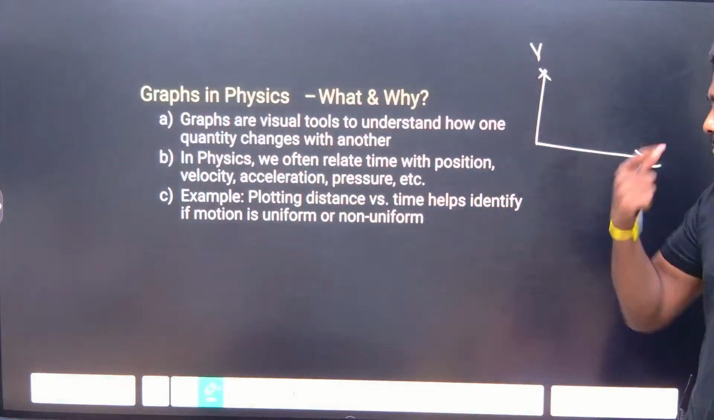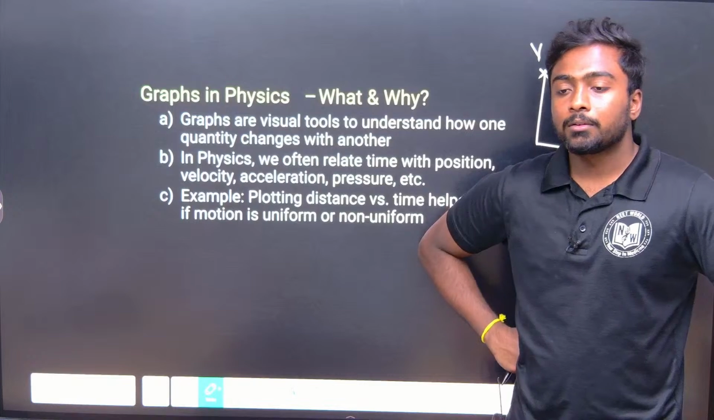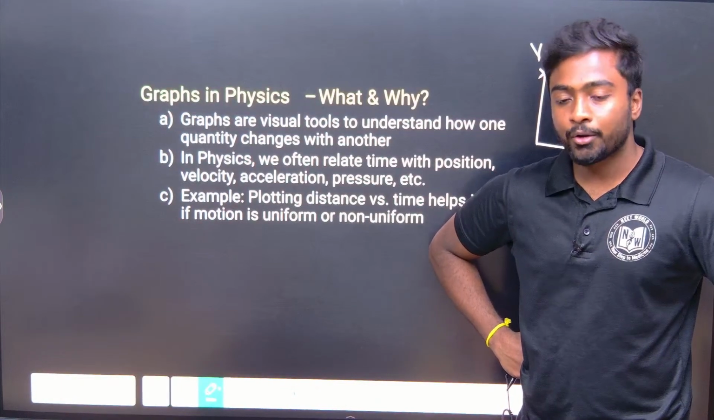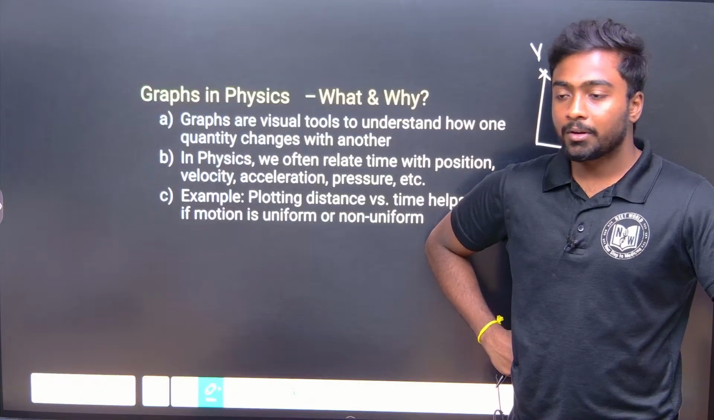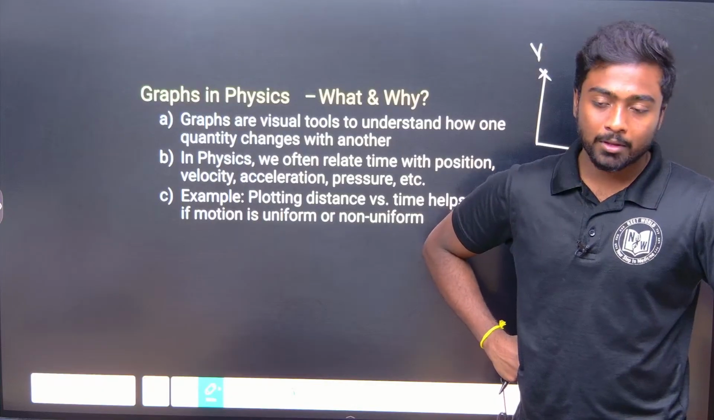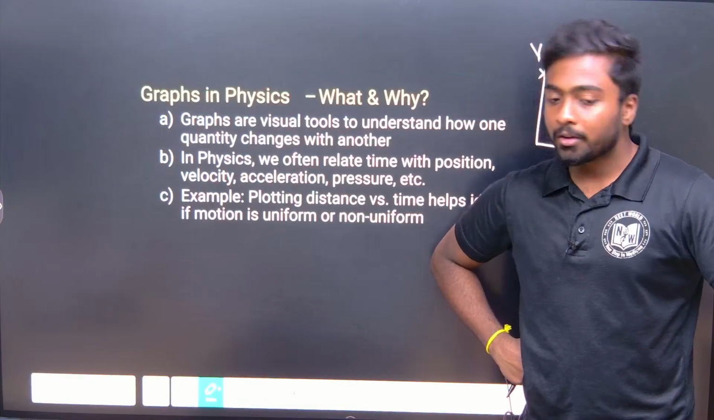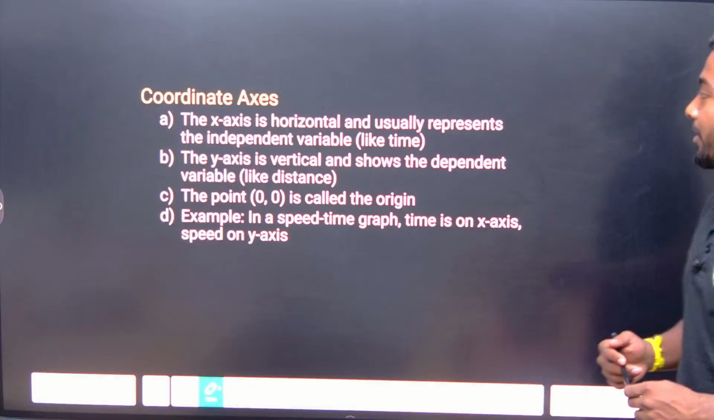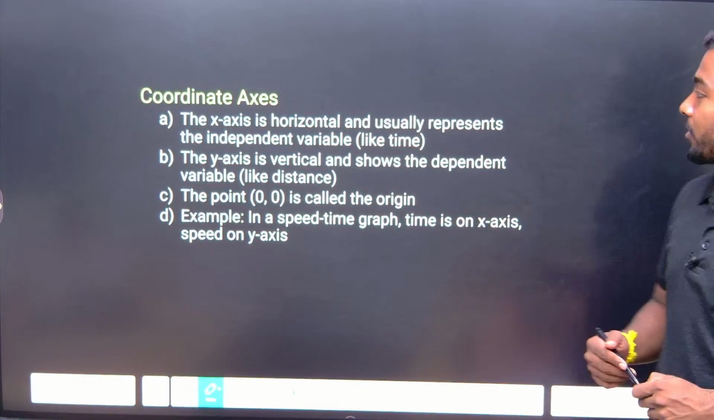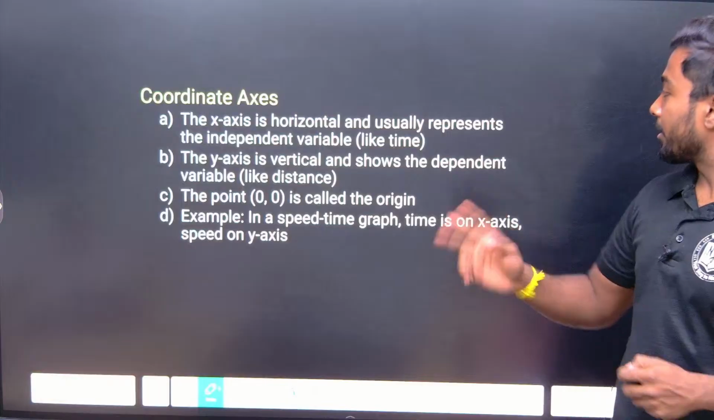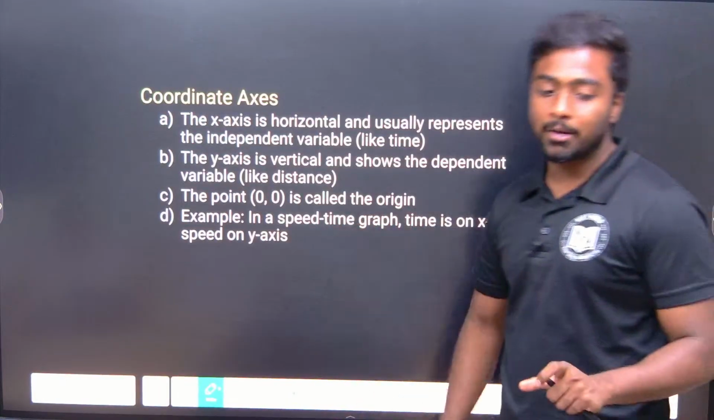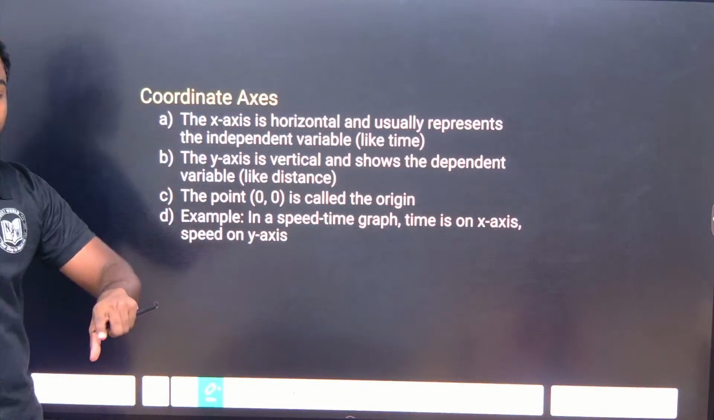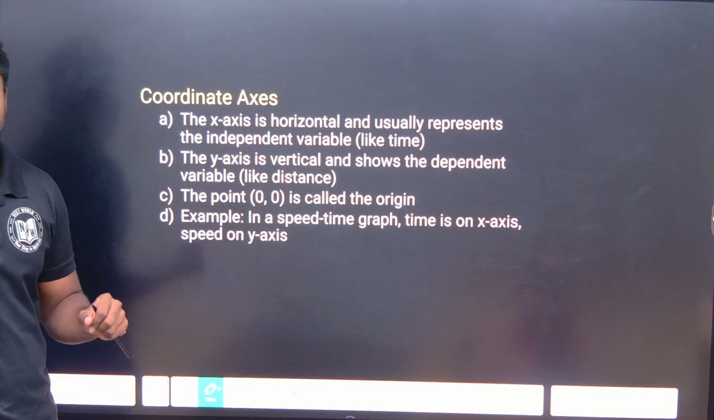So uniform motion means what we have seen? Uniform motion is constant. Non-uniform means it is not constant with respect to time; constant with respect to time is uniform, okay. So on the coordinate axes, the x axis is horizontal and usually represents the independent quantity, and the y axis is the dependent quantity. I have said it the other way around before. So the y axis is the dependent quantity, the x axis is the independent quantity, okay.